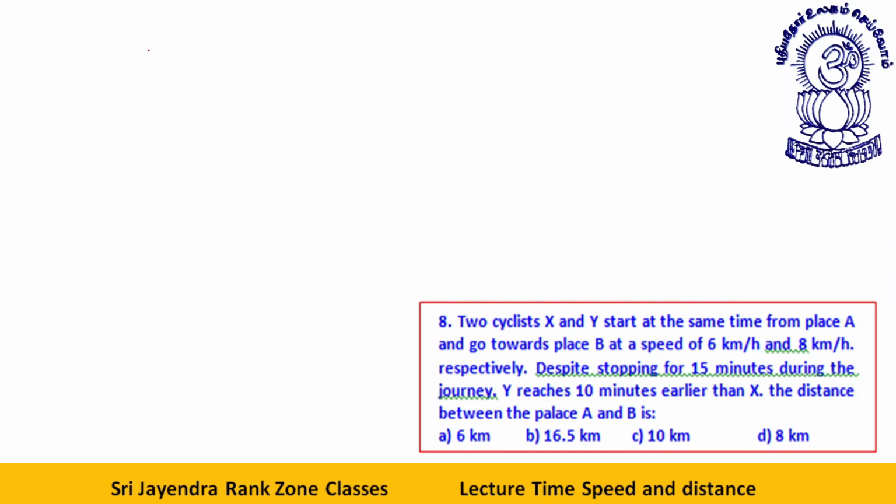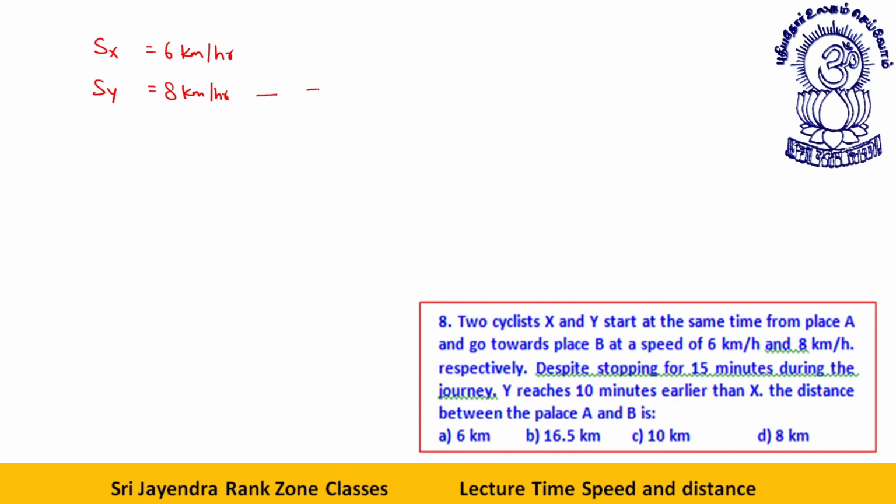Two cyclists X and Y start at the same time from place A and go to place B. They go from A to B at a speed of 6 kilometer per hour and 8 kilometer per hour. Despite stopping for 15 minutes during the journey, Y reaches 10 minutes earlier than X. Think about it, dear students.